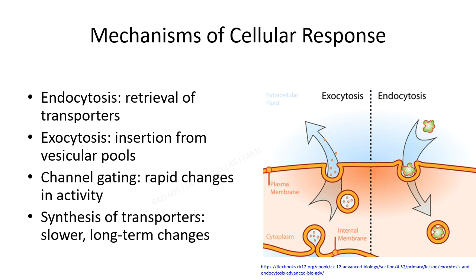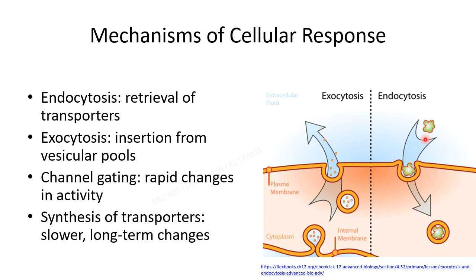Finally, mechanisms of cellular response. Short-term regulation alters transporter availability and activity, and long-term regulation requires new protein synthesis. When acted on by a regulatory signal, the epithelial cell may respond in several different ways. First, there is endocytosis, which is retrieval of transporters.